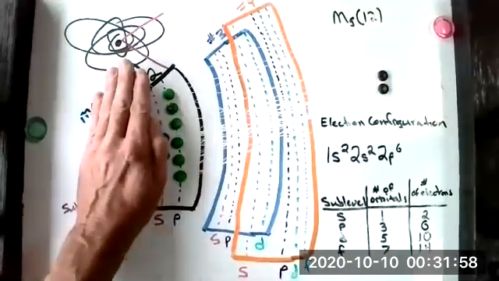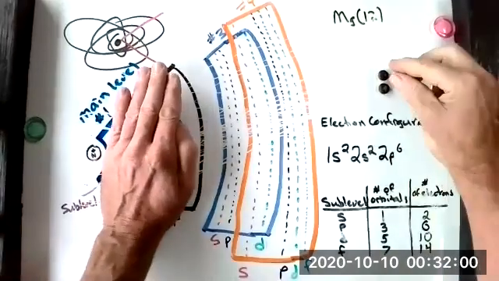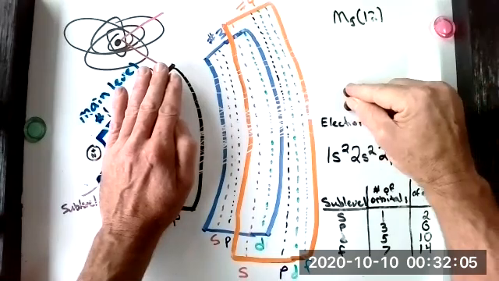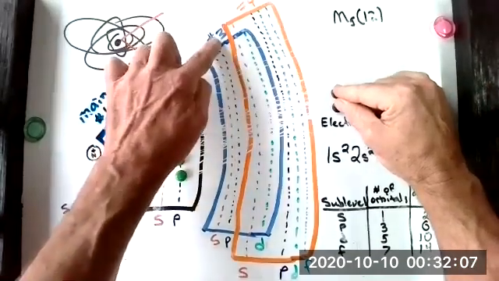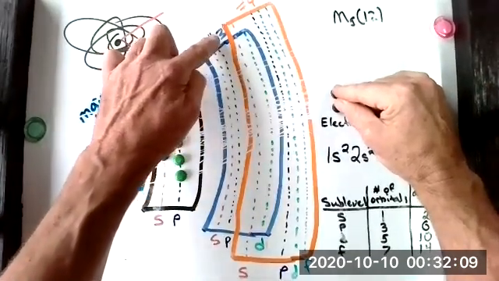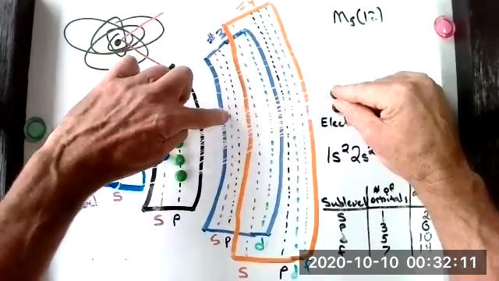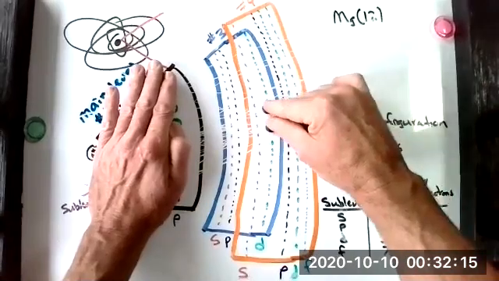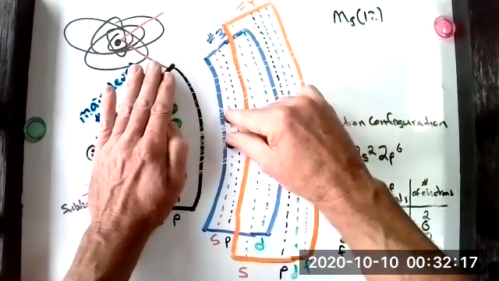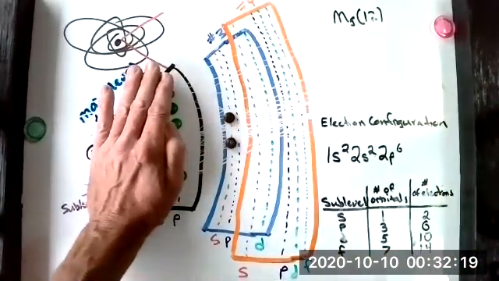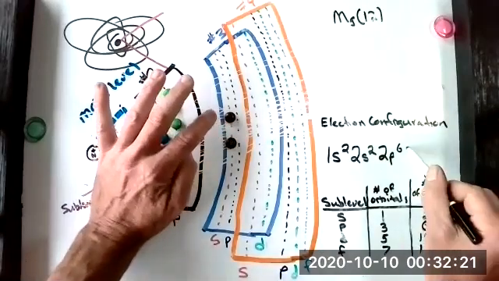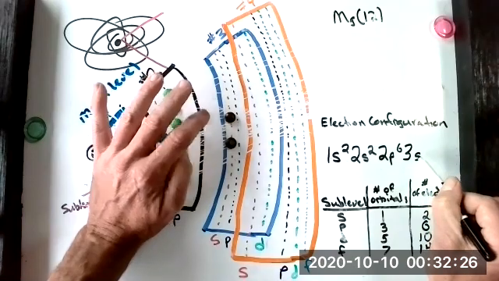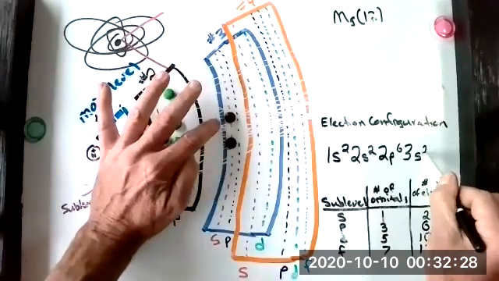Closed, closed, closed. Look where these 2 go. The nearest open main level now is 3, and in main level number 3, the first sublevel is this S. And these 2 guys go inside here. They get inside that S sublevel. Where are those 2 electrons? Main level number 3, sublevel S. How many are in there? Bada boom, bada bing.